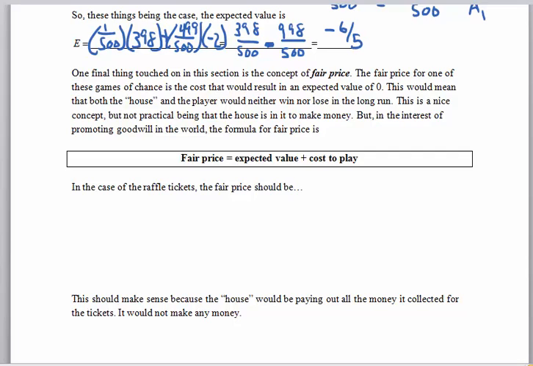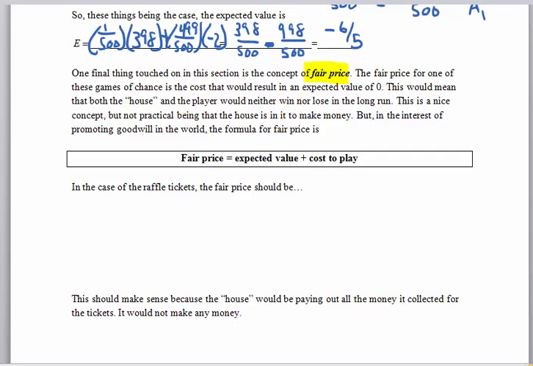All right, and then the only other thing that's really touched on in this section is this whole idea of fair price. Now, what is fair price? It's really the cost that would result in an expected value of 0. So in other words, the house, whoever's in charge of these games, these raffles or whatever, wouldn't be winning or losing. They'd be breaking even. So all the money that they take in for a raffle, they're then paying back out in the form of a prize.